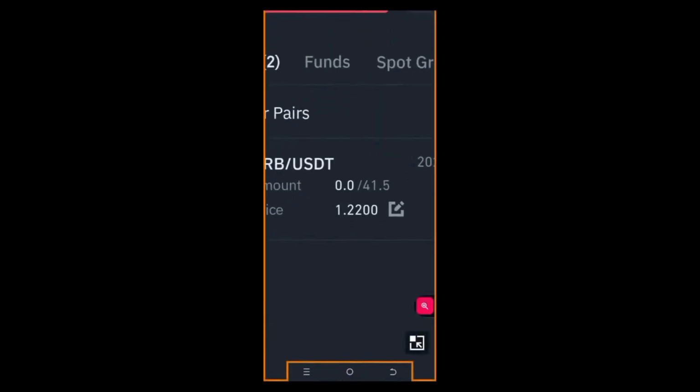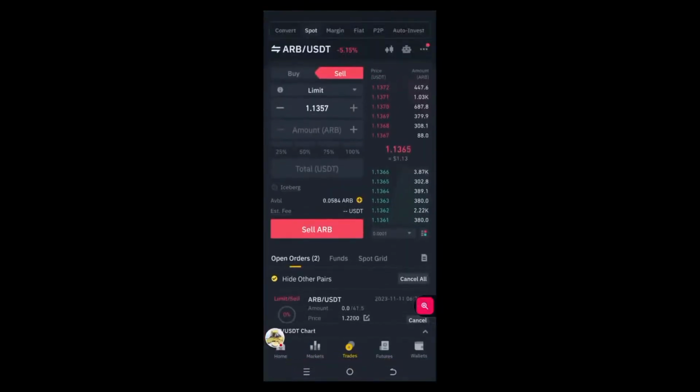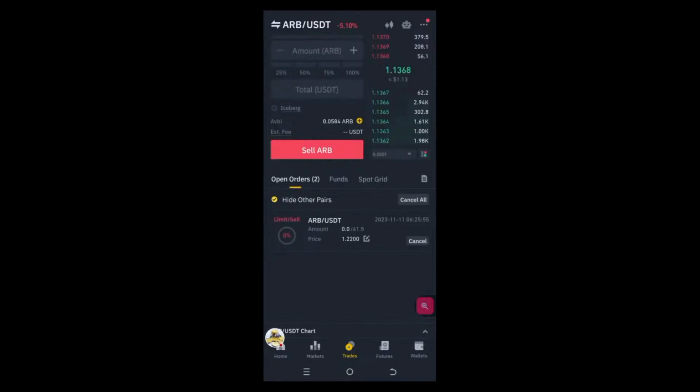So what I'm trying to get is 1.22. That's the price of ARB I want to get, right? But it's currently 1.13, because it's going down. So I'm just going to set it to get that, so that even if it takes me 1 or 2 days, once it gets to 1.22, my take profit or my sell limit will be triggered, and I will get the money, and I'll get the profit that goes with it.